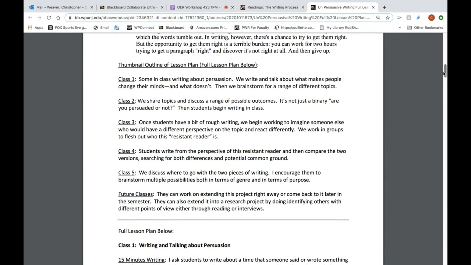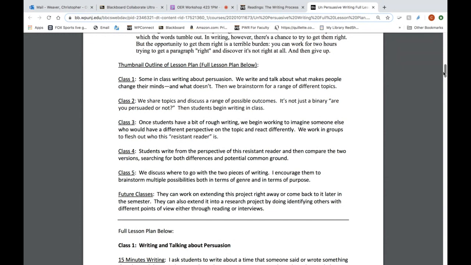So once I do that, I ask them to go home and generate 2 or 3 more pages of writing. Again, rough writing, not final product writing, but 2 to 3 more pages of writing from the point of view of that resistant reader. And then on the fourth class, actually in the fifth class, I'm sorry, my mistake.